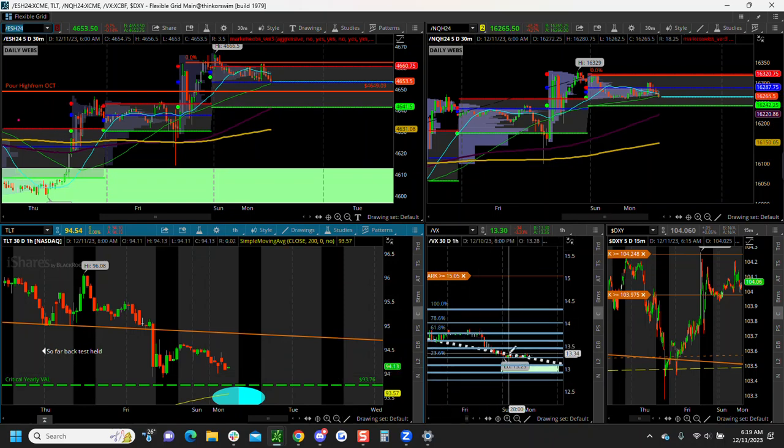VX futures. I have a price target down here in the low 13s. That would probably complete the pattern to the downside, so that's still more bullish to markets. And the Dixie, if the Dixie were to rally and break out, that would be bearish to markets.